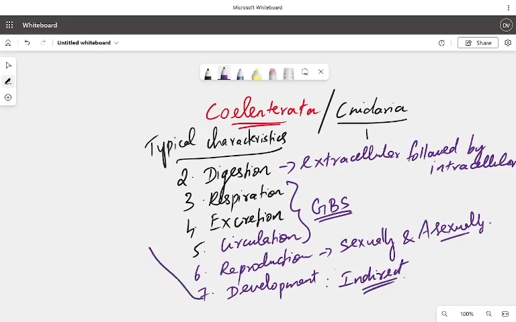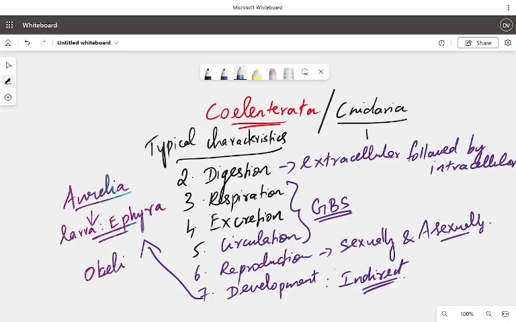So talking about this development now, children, you have to always name the larva, which is very important. So Aurelia is jellyfish, which is a good example for coelenterates. Aurelia has a larva which is called Ephyra. Apart from Aurelia, you have Obelia, whose larva is called Planula. So these two are examples of the larva name, so that it proves that they undergo indirect development.